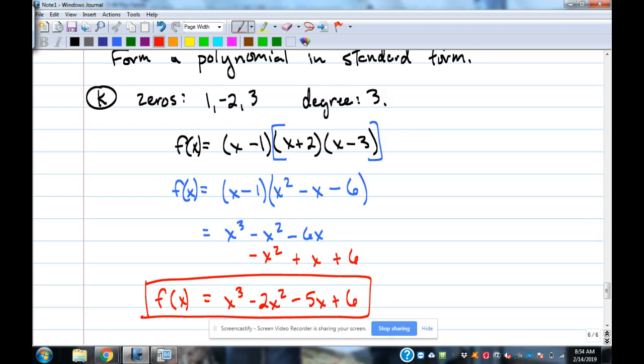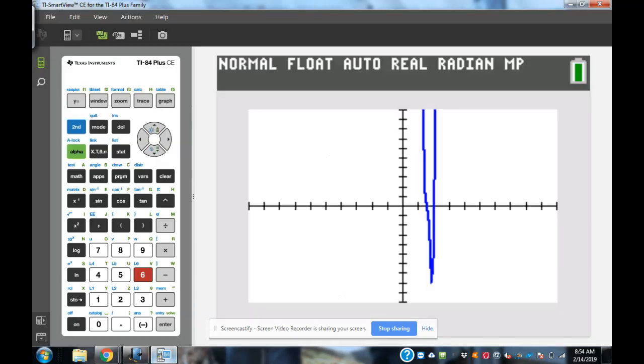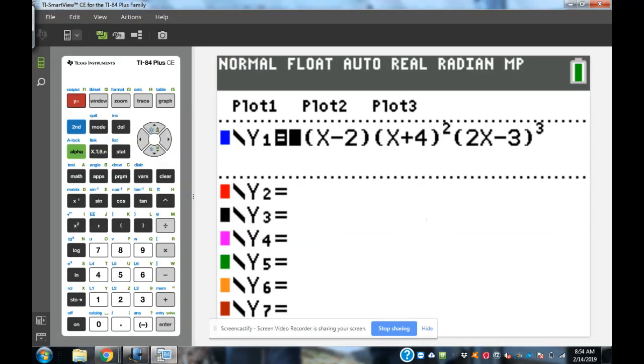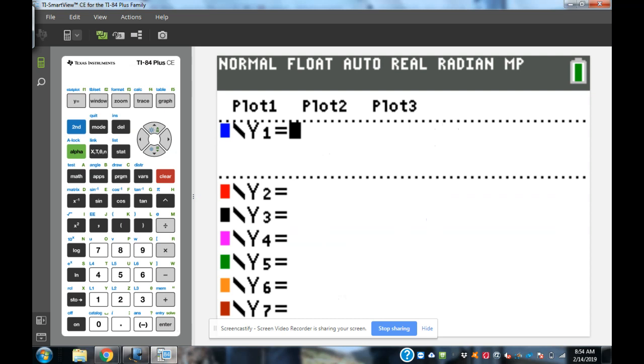Largest degree is 3, so there's a checking point. How can we check to see if it had these zeros? You could do that. That's a hard way of doing it. What's the easy way of doing that? Graph it. If we graph this polynomial, what should it do with those points on the x-axis? Should go straight through the x-axis, that's those points. So let's graph it just to verify.